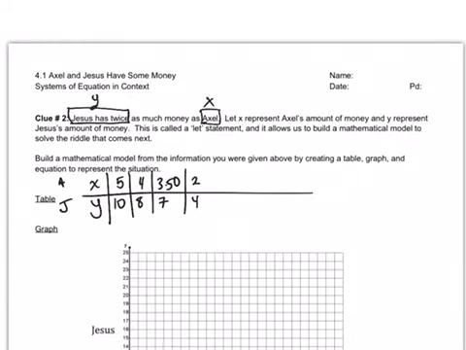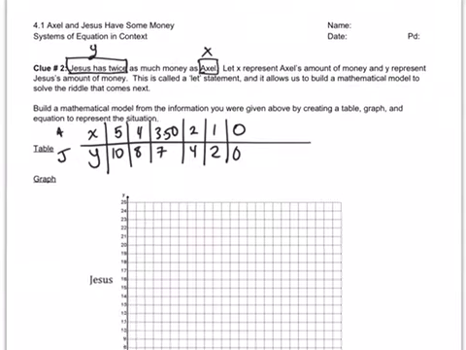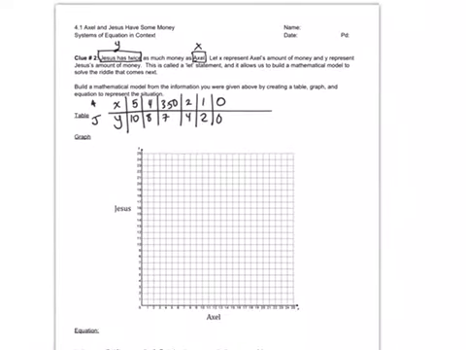Or 2 and 4. 1 and 2. And this one's a tricky and interesting one. If Axel has $0, Jesus has twice as much as 0, which is also 0. So now I have a whole collection of points, starting with 0, 0, and going from 0, 0 to 1, 2, and 2, 4, and $3.50 and $7, and 4, 8, and 5, 10.